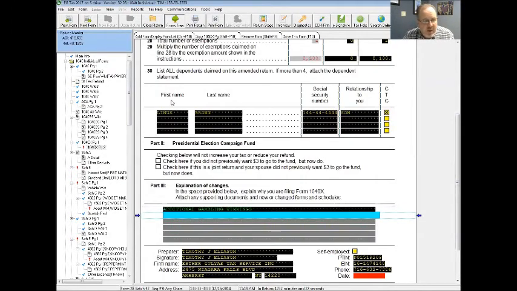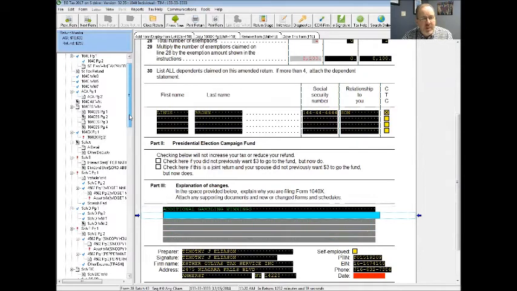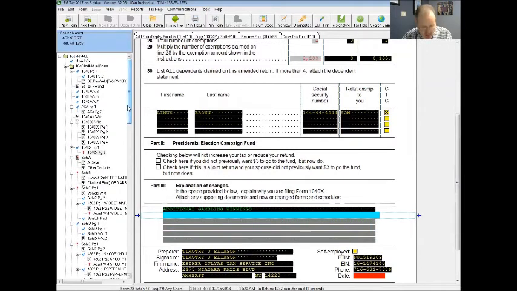Okay, I have additional gambling winnings. And that's the way we would do that amended return. So everything would be right on there.